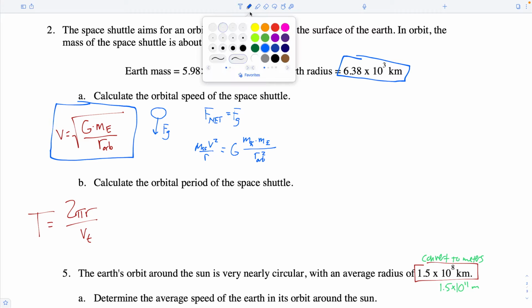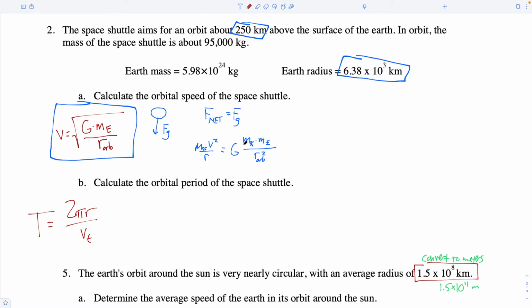Now, if you look at this, you can do some canceling. On the top of both, you have the mass of the space shuttle, so the mass of the space shuttle actually cancels. On the bottom, you have the orbital radius here, and the orbital radius squared here. So we can get rid of the squared and just have it once there.